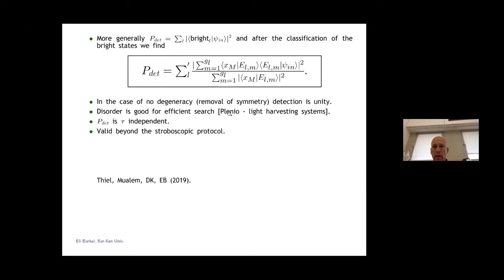This is an insight, I can talk about this later, that was also revealed before us by Plenio in the context of light harvesting systems. So it seems that nature knows about this for thousands of years.